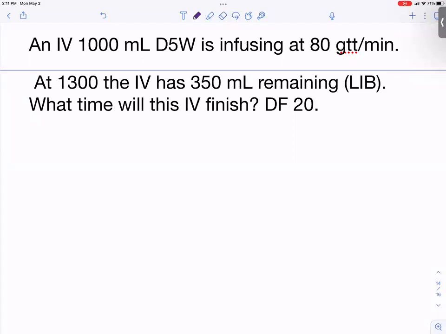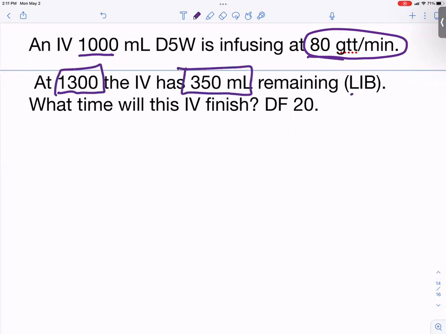Pause it here if you want to try. So there's an IV that's running at 80 drops a minute. When they hung it, it had 1,000 milliliters. But when I walked in at 1300, there was only 350 milliliters left in the bag. So Professor K walks in the room to assess her patient, and there's only 350 milliliters in the bag. That's where I'm starting. So I've used my 350. I don't care about the 1,000, that's the original.